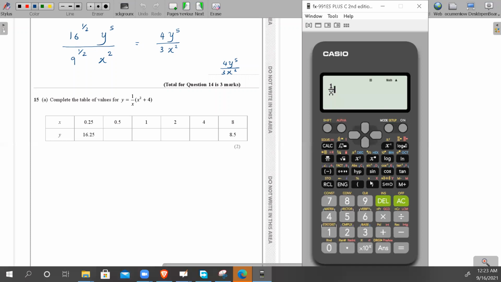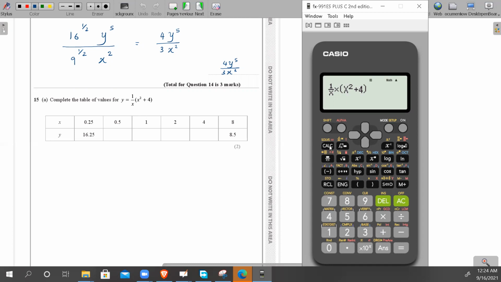So 1 over x multiplied by open brackets x square, so alpha, and I again press x and give the power 2 here. So x square, can you see? So x square plus 4. It's quite straightforward. You can give the whole equation in the calculator.